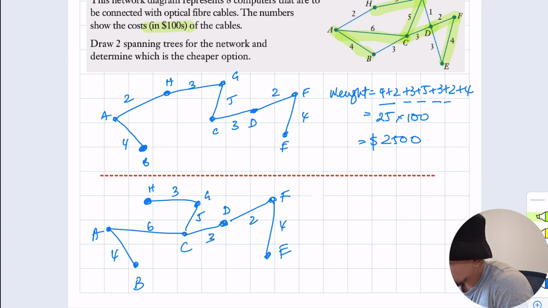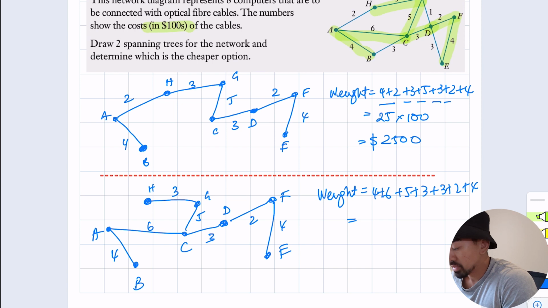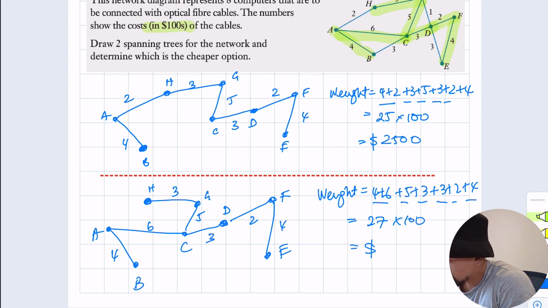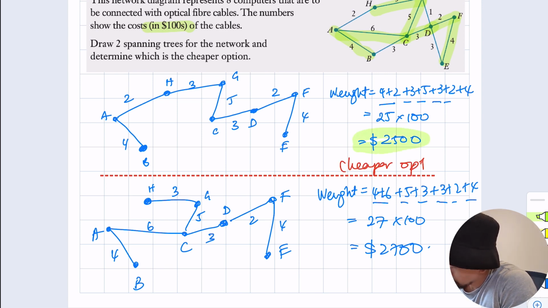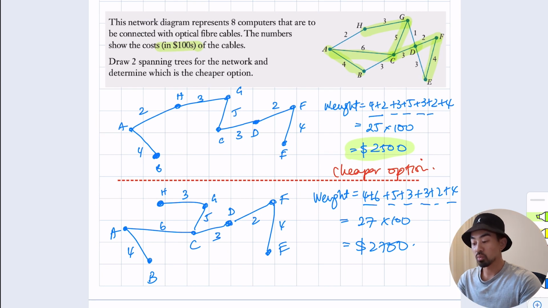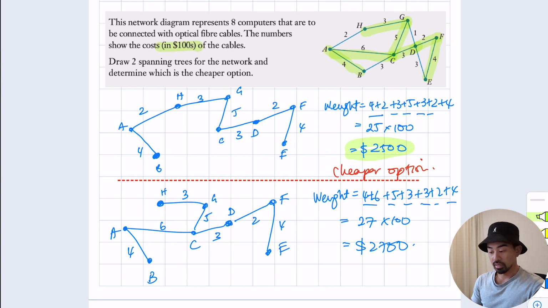Now I'll just add up all the weights. So 4 plus 6 plus 5 plus 3 plus 3 plus 2 plus 4. All right, 4 plus 6 is 10. 10 plus 5 is 15. 18. 21. 23. 23 plus 4 is 27. Times 100. So this is 2700. So this will be my cheaper option. Okay, so that is what a minimum spanning tree is.